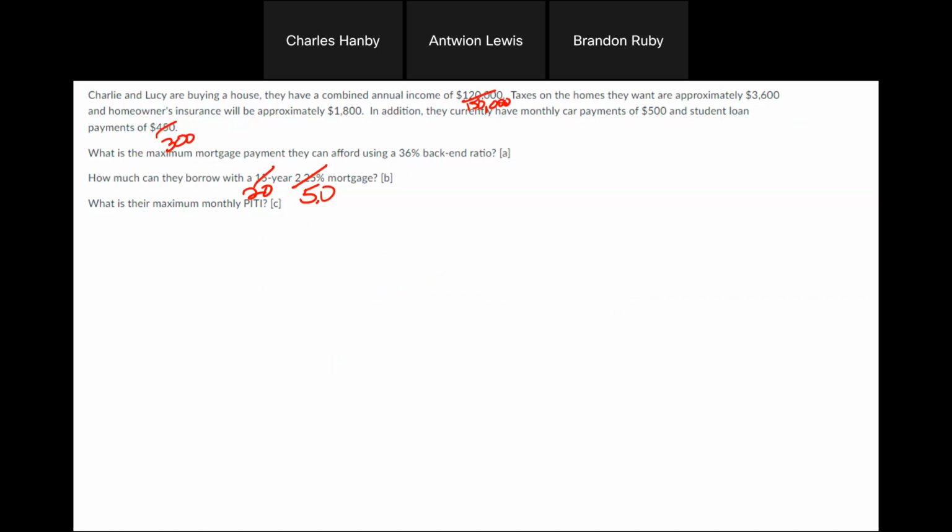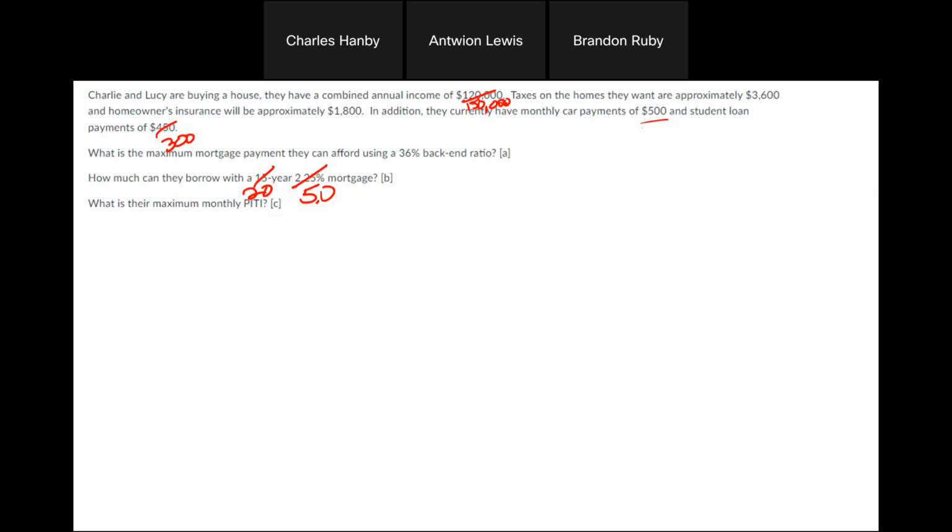But anyway, Charlie and Lucy are buying a house. They have a combined annual income of $150,000. Taxes on the homes they want are approximately $3,600. The homeowners insurance is $1,800. In addition, they have monthly car payments of $500 and $300, not $450. What is the maximum mortgage payment they can afford with a 36% back end ratio? And how much can they borrow with a 20-year 5% mortgage?